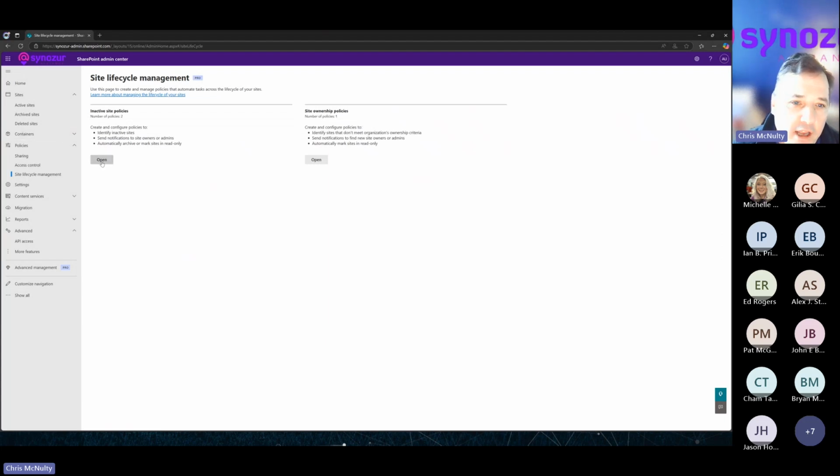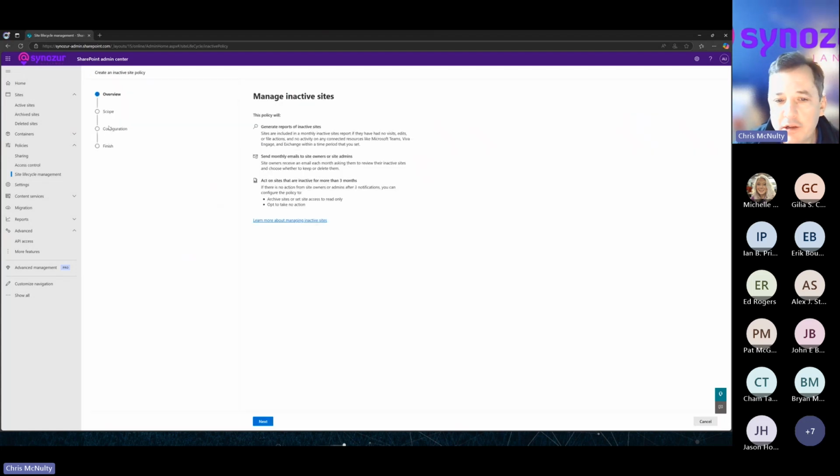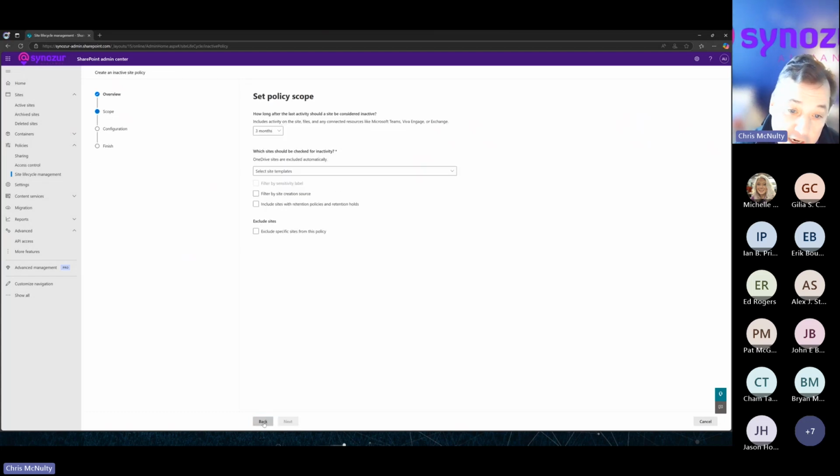And so one of the things that you can do with this is determine what should happen when a site goes inactive. So here, I'm going to create a new policy that will build reports and look for sites if there's been no activity on the site in a period of time that I specify. And I can also say what should happen if that doesn't happen. So in this case, let's set up a new policy for what should happen at 2 months.